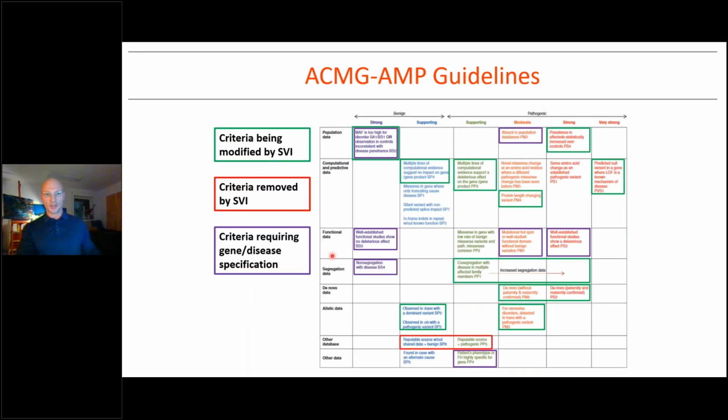And this has been suggested. So here in this screenshot, you see surrounded in green the criteria being modified by the SVI itself. In red, the criteria which have been removed by the SVI. So these were essentially the two reputable source codes, and this is exactly in line with my first rule in variant interpretation: there is no reputable source. You have to look for the evidence, but you don't trust anyone. And in purple are the criteria which require gene-specific or disease-specific specification, the slides I showed you just before.